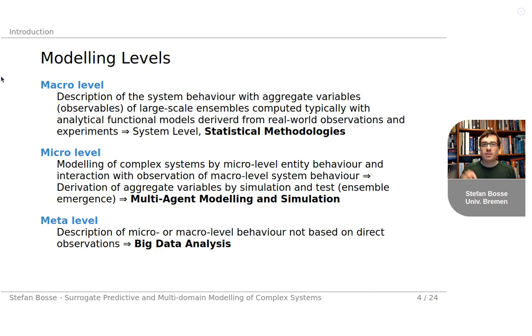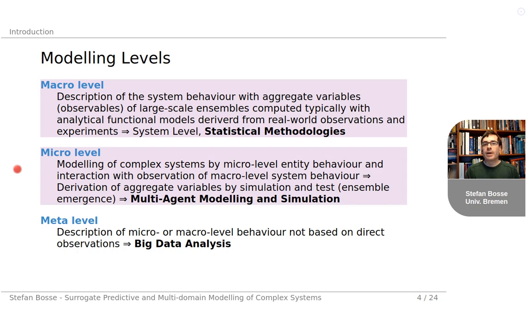So we are here addressing in this work basically 2 of 3 modeling levels. First of all, what's the most interesting level here, but not directly accessible commonly, is the macro level. That means the description of the system behavior with aggregate variables, the so-called observables, of such large-scale ensembles, like millions of people, computed typically with analytical functional models derived from real-world observations and experiments. So this is the system level, and based mostly on statistical methodologies.